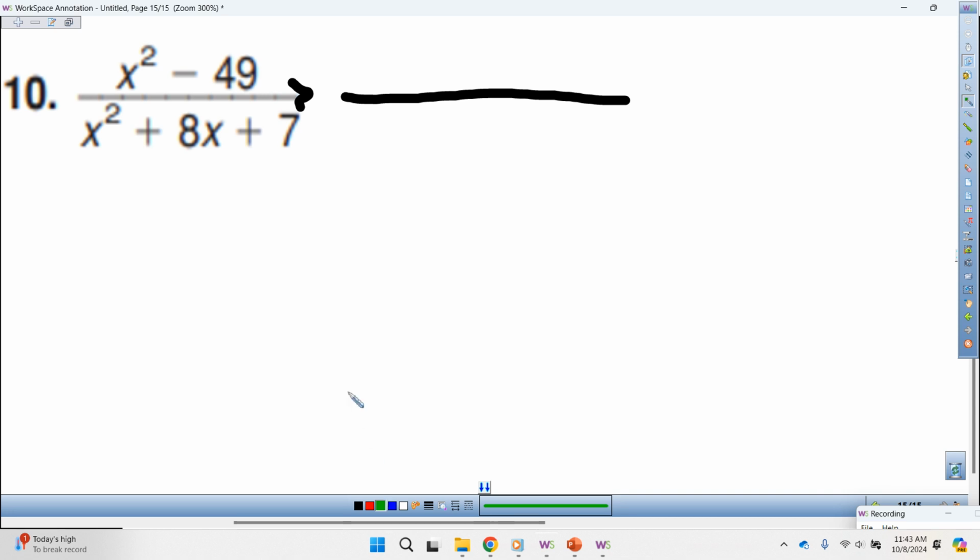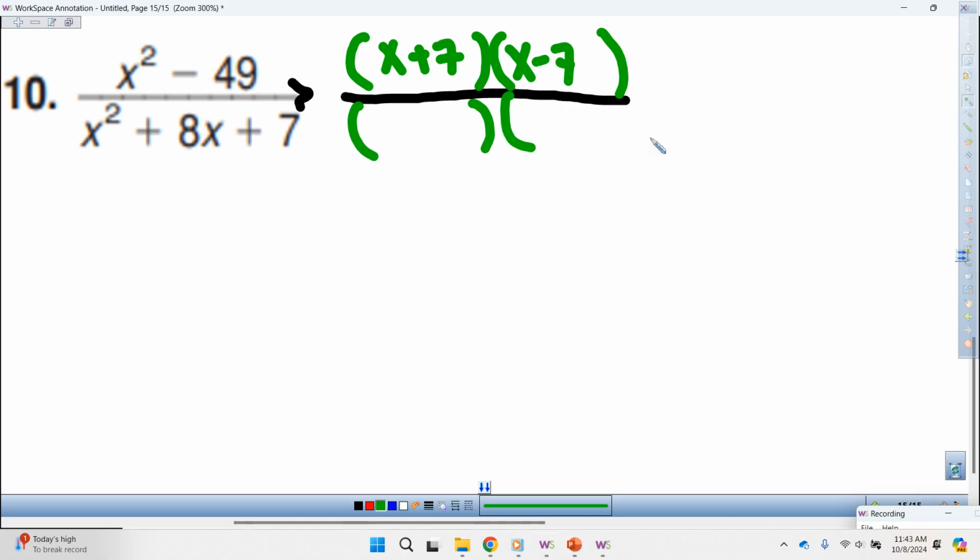All right, I need factors for the numerator. Pass to someone, Abby. Joseph. x plus 7, x minus 7. That is correct. How about for the denominator? I need two factors for the denominator. Share with your neighbor, and then Joseph's going to pass to someone. Factors for the denominator. You guys are funny. Joseph, pass to someone.